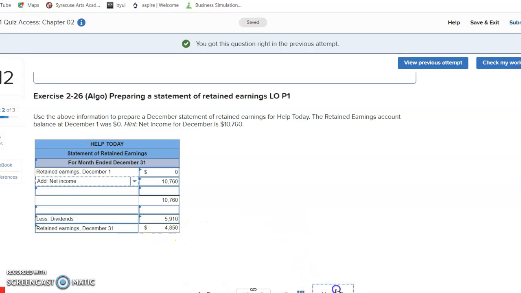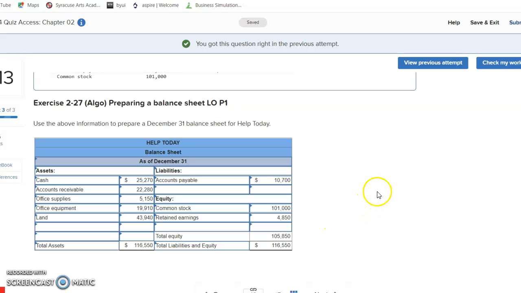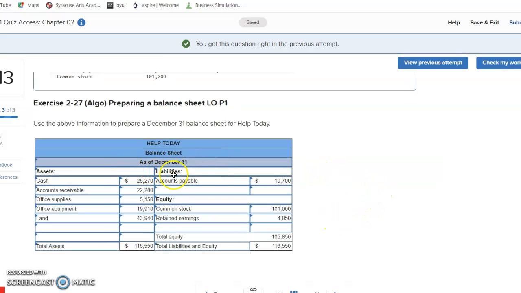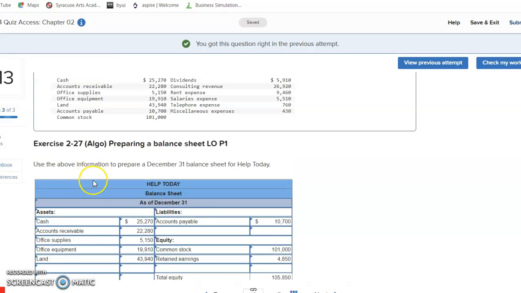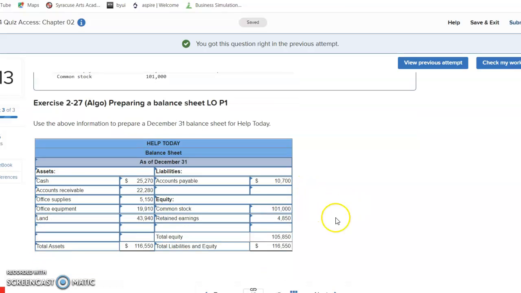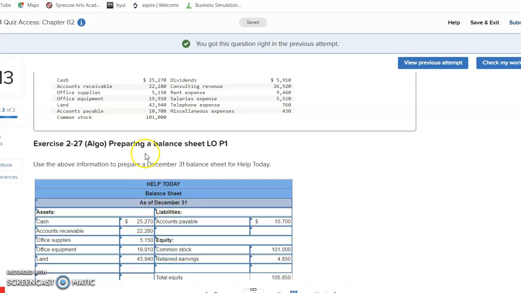And then our next sheet is going to be the balance sheet. So we have assets, liabilities, and equity. Under assets, we've got cash, the accounts receivable, office supplies, equipment, and the land. Under liabilities, we've got accounts payable, and then under equity is the common stock, and then our retained earnings from the previous sheet.